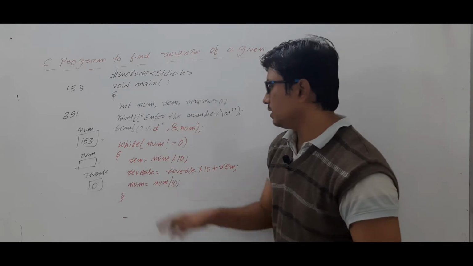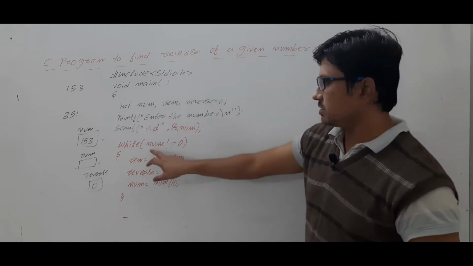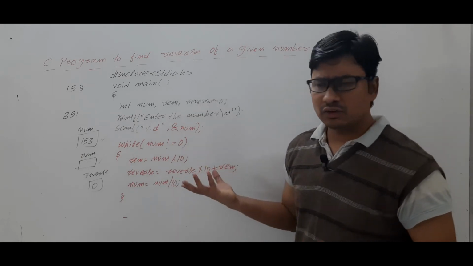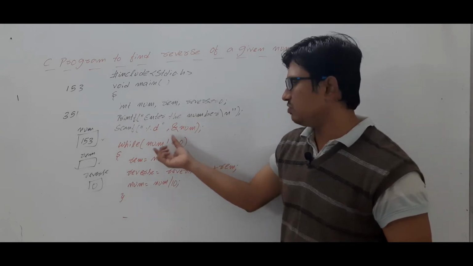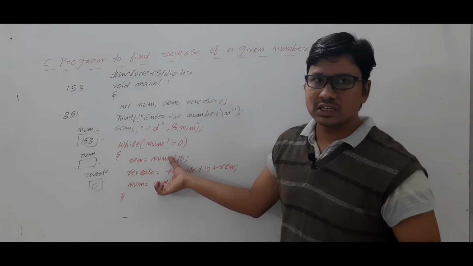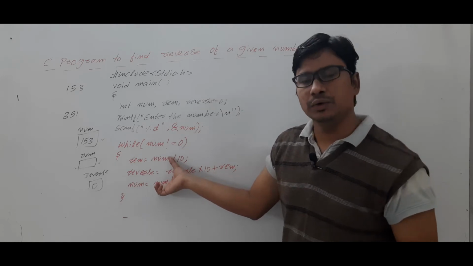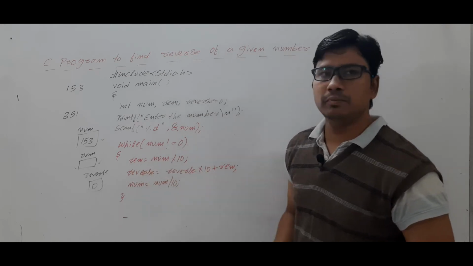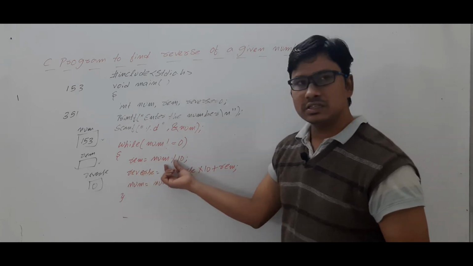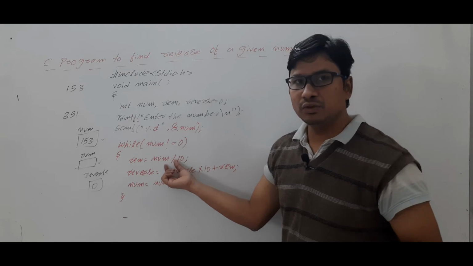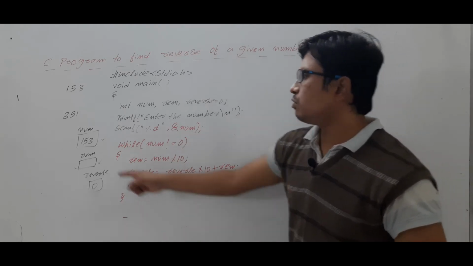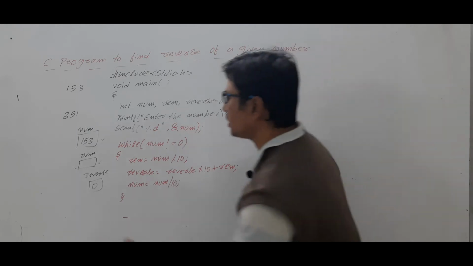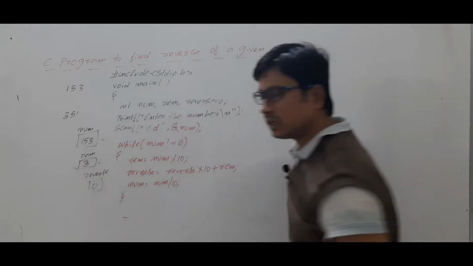Now look at it. Num not equal to 0. This is the condition. What is num? 153. 153 is not equal to 0, so this condition is true. If this condition is true, you need to execute the statements in the while body. The first statement is remainder is equal to num modulus 10. The modulus is an arithmetic operator which gives you the remainder. So 153 modulus 10 will give you 3. So remainder will consist of the value 3.